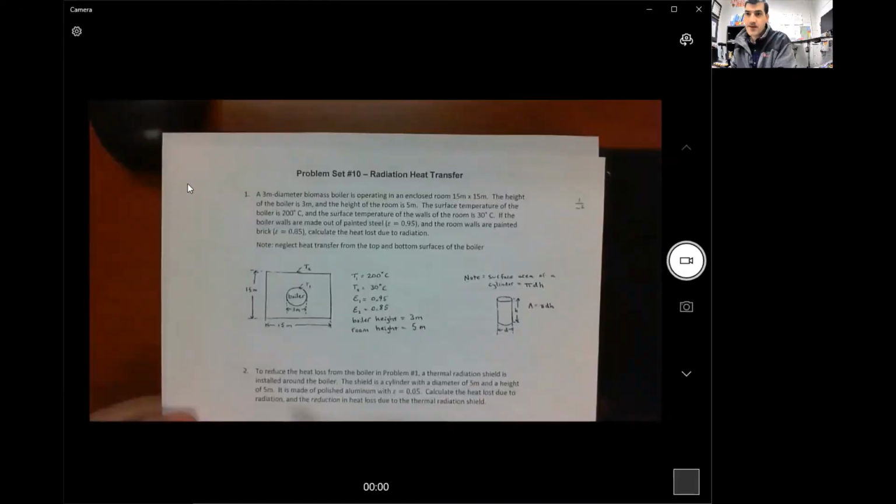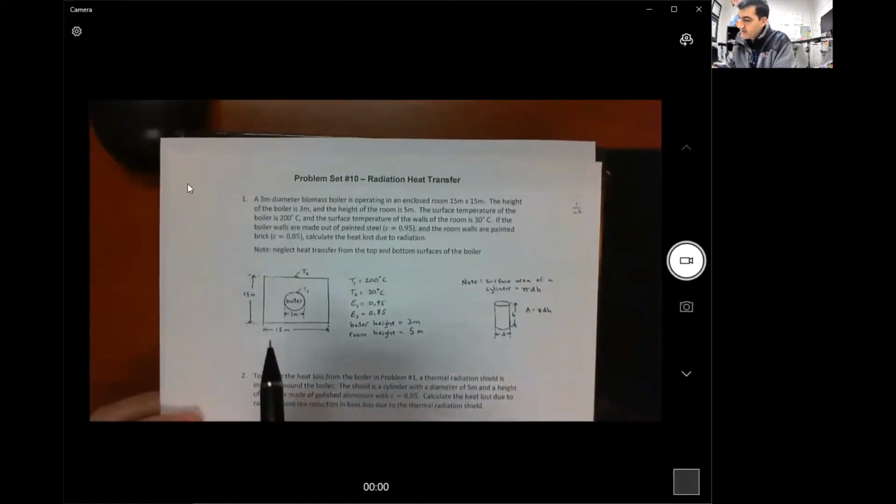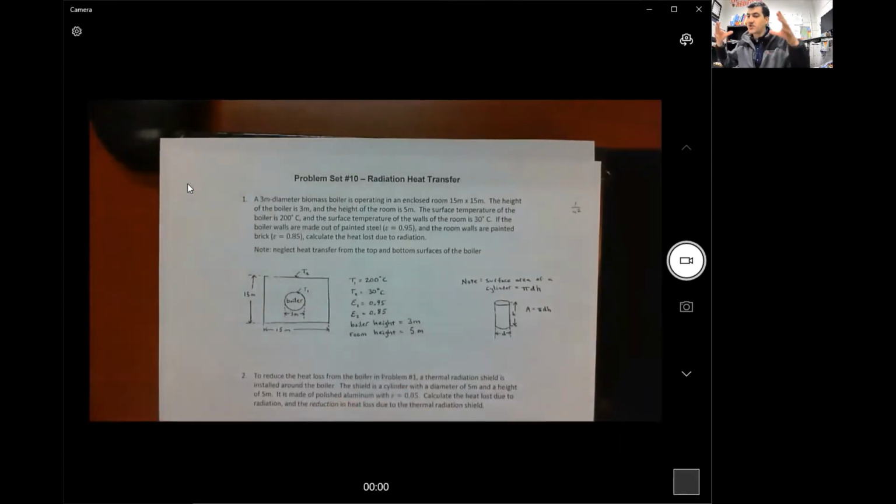So I'm going to switch over to my document camera. All right, in problem number 1, we have a boiler in the middle of a room with a diameter of 3 meters. And the room that it's in is 15 meters by 15 meters. And the height of the boiler is 3 meters tall. And the height of the room is 5 meters tall. So picture that in your head. Picture this cylindrical object in the middle of a room.